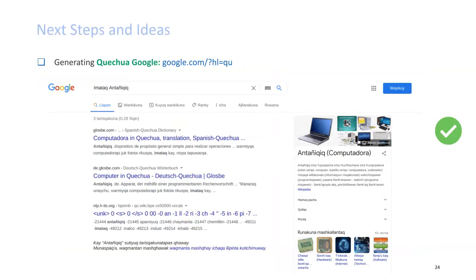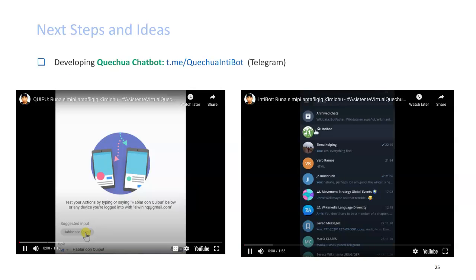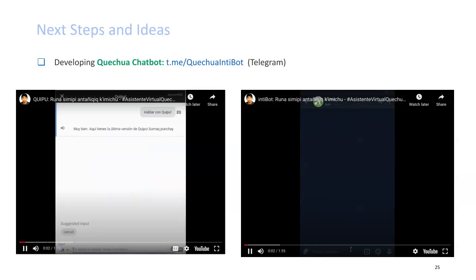Also, one of the ideas is to make sure that the Google search engine can also be provided in the Quechua language, not only in English or in Spanish. And also, I developed some chatbots that you could explore and you could watch.